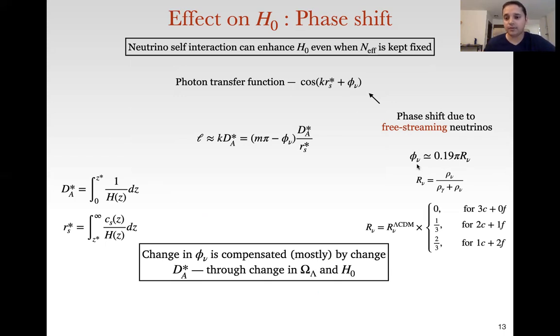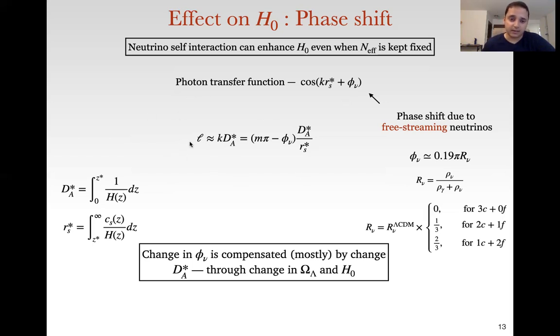Now this phi nu is proportional to the free-streaming neutrino energy fraction, which is given by this equation for these three scenarios. For the 3C scenario, this is 0 because there is no free-streaming neutrino species, and this will be 1 for lambda CDM. And for the flavor-specific case, this is in between.